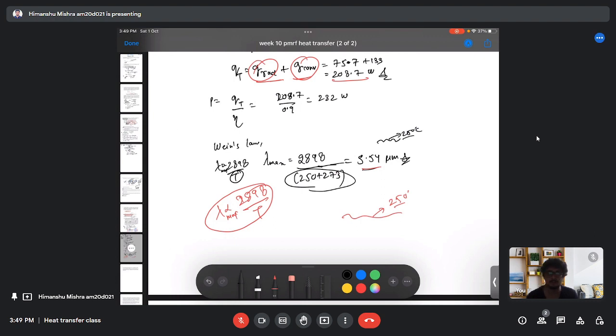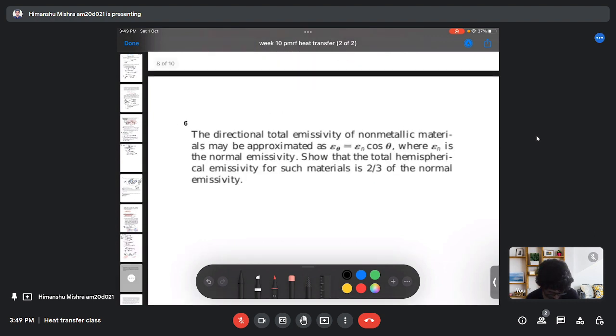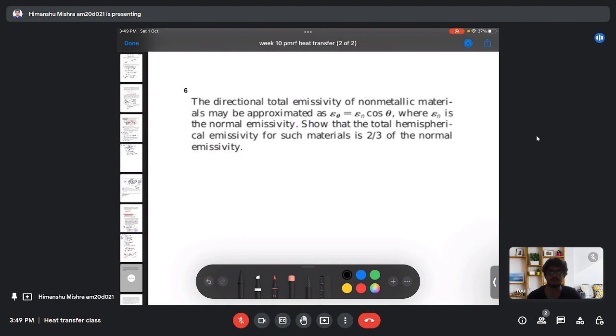So moving to the next question. The directional total emissivity for non-metallic materials is approximated as epsilon n cos theta, where epsilon n is the normal emissivity, and show that the total hemispherical emissivity for such material is 2/3 of the normal emissivity.